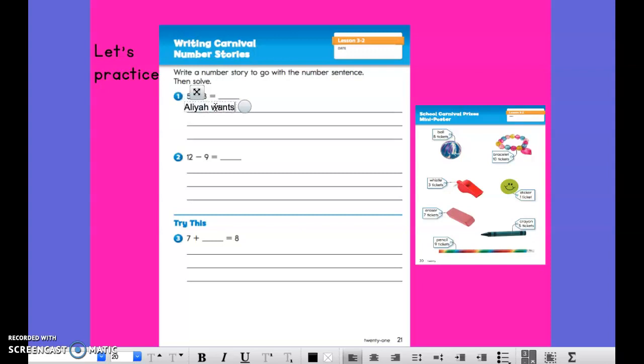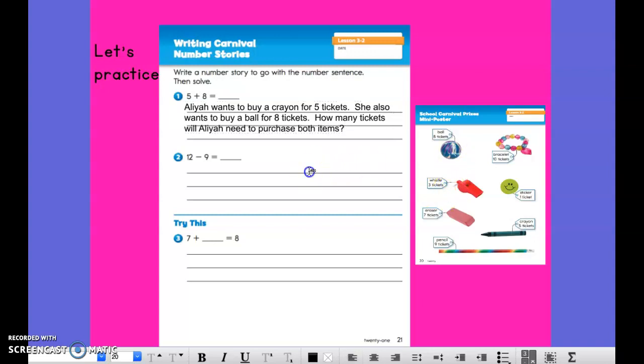Aaliyah wants to buy a crayon for 5 tickets. She also wants to buy a, let's see, it was a ball for 8 tickets. How many tickets will Aaliyah need to purchase both items?